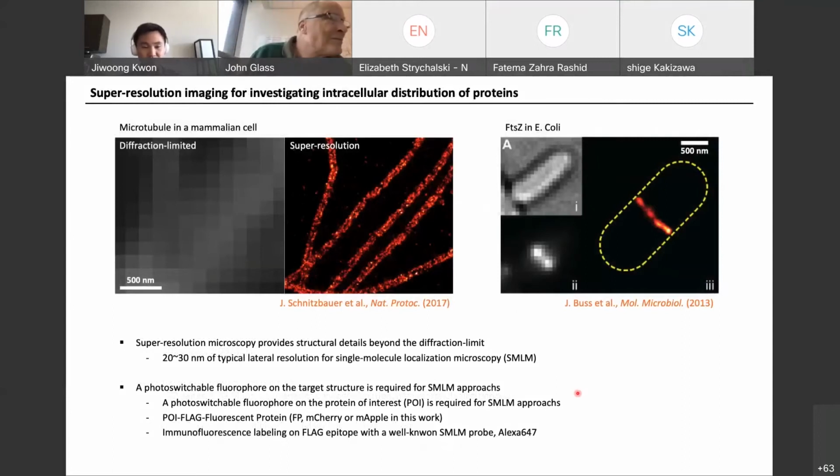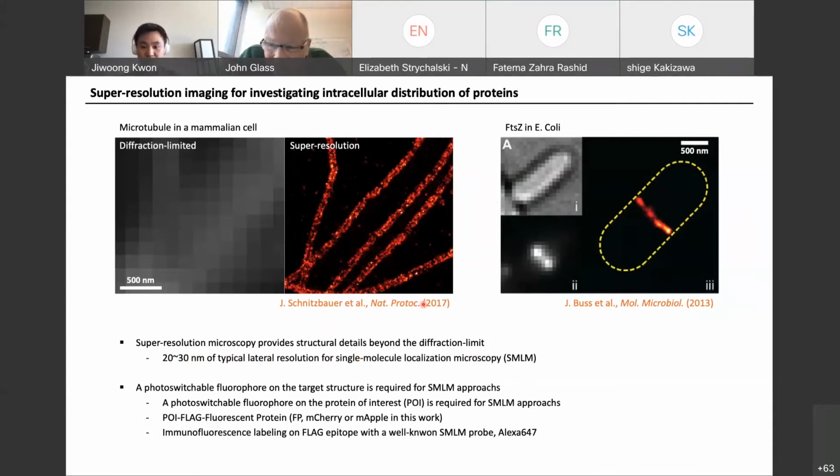One major obstacle for the microscopic approach is the small size of the minimal cells. SYN3A has about 500 nanometers of diameter, which is slightly larger than the diffraction limit. So we cannot well examine the structural details with conventional diffraction-limited approaches. The main tool of this work is single molecule localization microscopy, one of the super resolution microscopy techniques, which provides about 30 nanometers of lateral resolution.